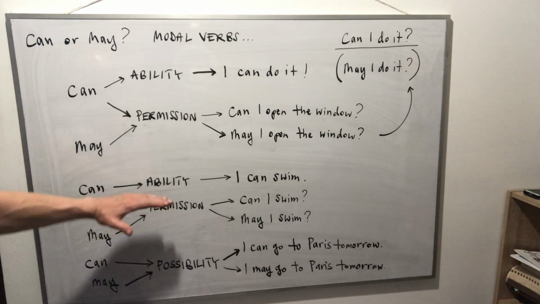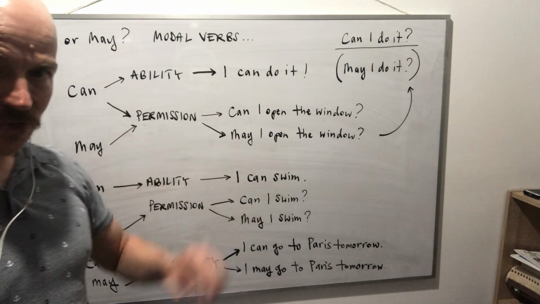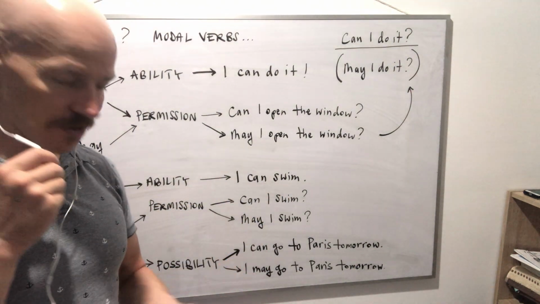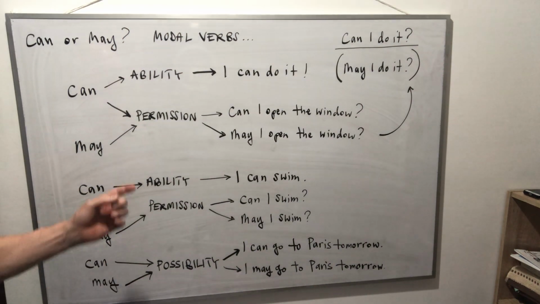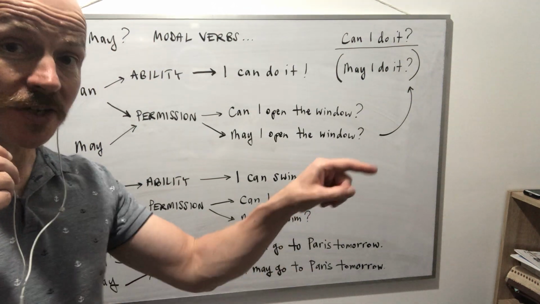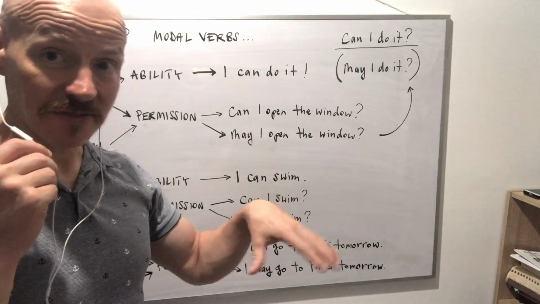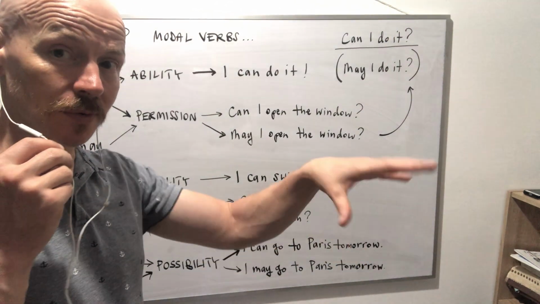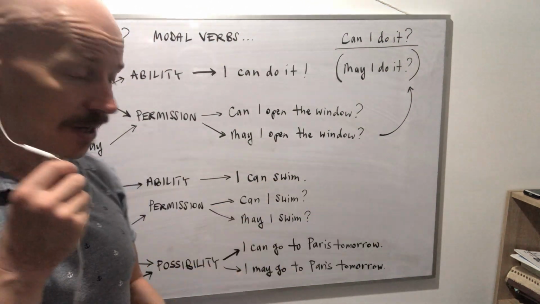Here's another example. So, can to express ability. I can swim. Something I know how to do. I can use can to ask permission. Can I swim here? You know, is it safe to swim in this part of the sea? Or can I swim in your swimming pool that you've got here? Is it okay to use it now? Can I swim?